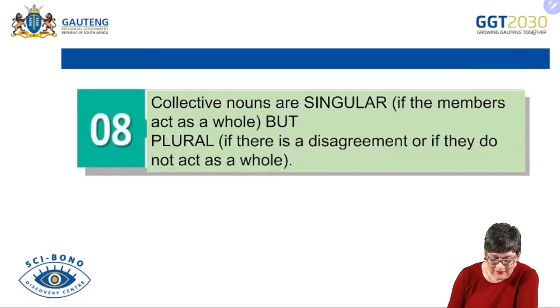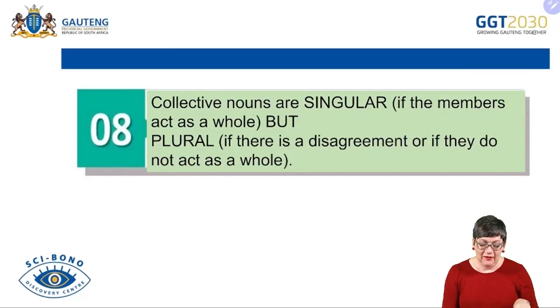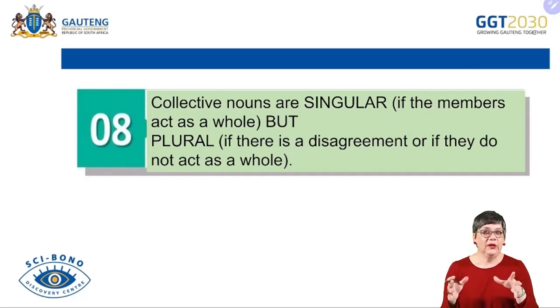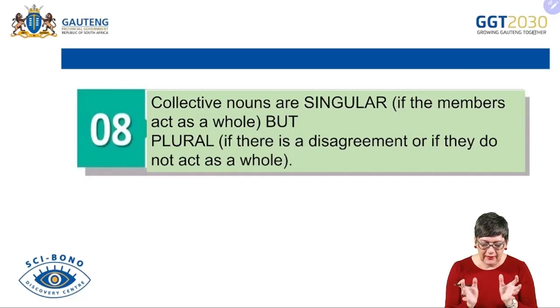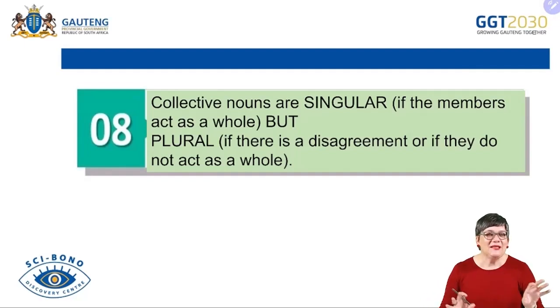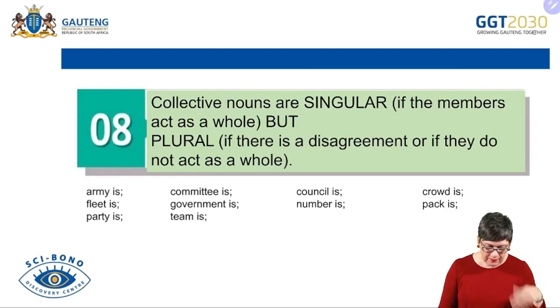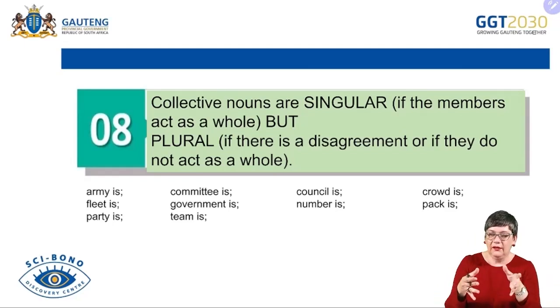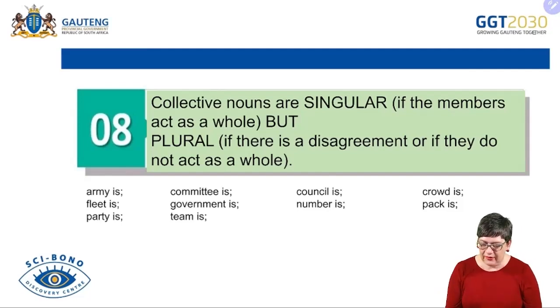Let's look at the next one. Now, look at this, it is interesting. Remember collective nouns that we talked about? That was in our nouns. Collective nouns are singular if we're talking about the whole as one thing, but if they're not acting as a whole, in other words, there's some kind of disagreement between them and they're separate entities, then they'll take a plural. Let me show you what I mean. So we've got party or a team is or a crowd is, because they're one thing.